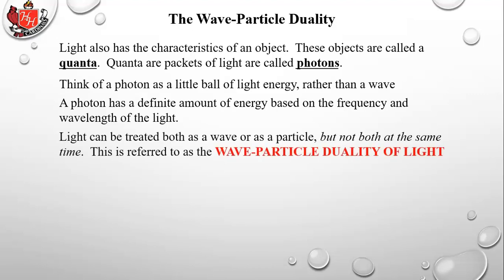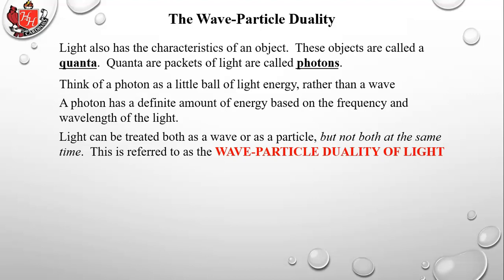Light can be treated both as a wave, which we talked about in the last lesson, or as a particle, but not both at the same time. Don't totally try to wrap your head around that concept. Don't try to reconcile, well, it's a wave, but it's really a particle. Maybe the particle is just a little piece of the wave. It doesn't work that way.